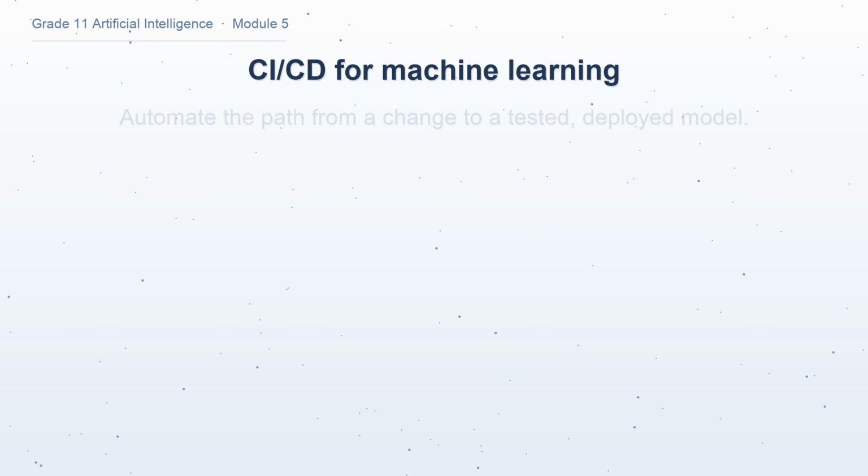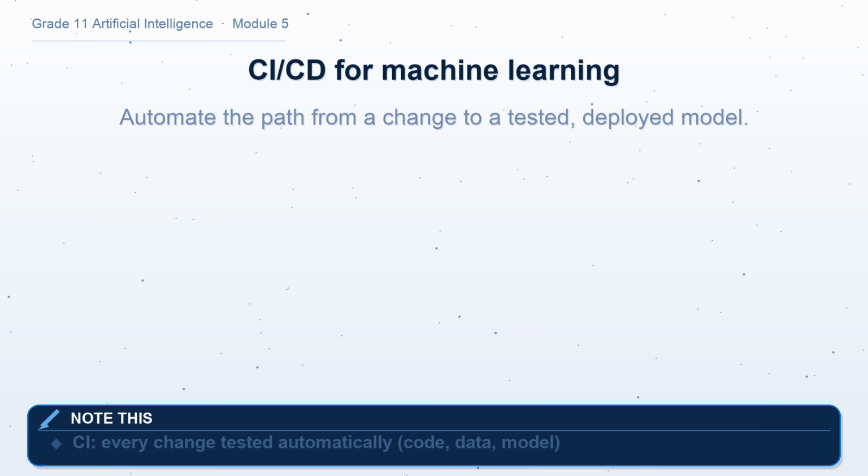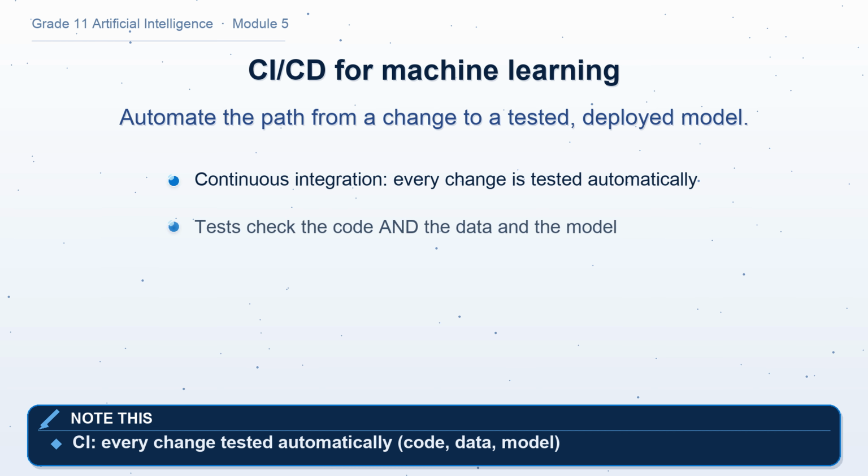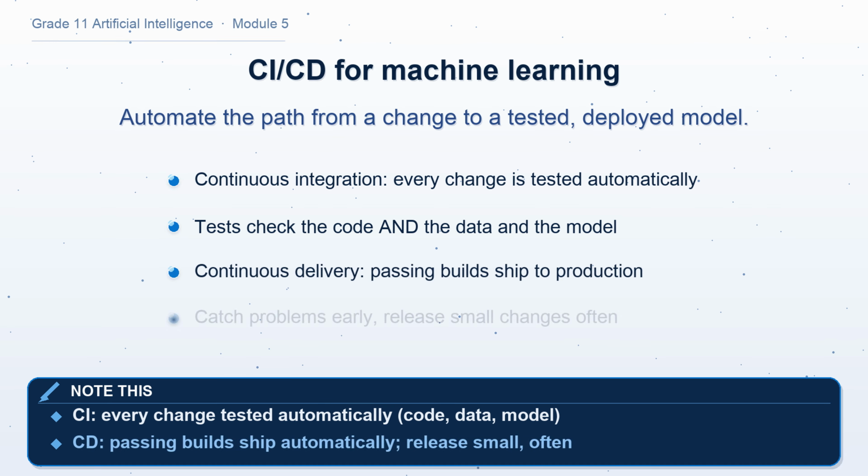Continuous integration and continuous delivery automate the path from a change to a deployed model. Continuous integration means that every time someone changes the code, an automated system tests it at once. In machine learning, those tests check more than the code. They check the data is valid and that the new model still meets its accuracy bar. Continuous delivery means that when the tests pass, the build can ship to production automatically. The whole point is to catch problems early and to release small changes often, rather than one large risky update once a year.